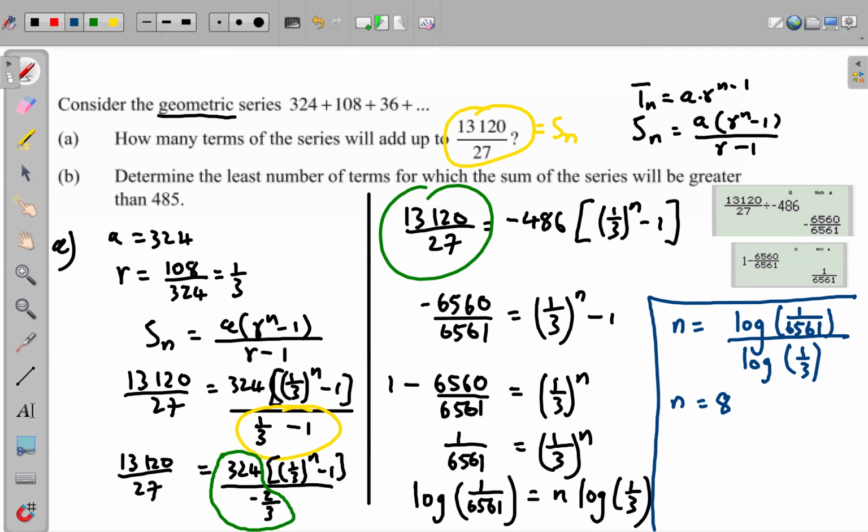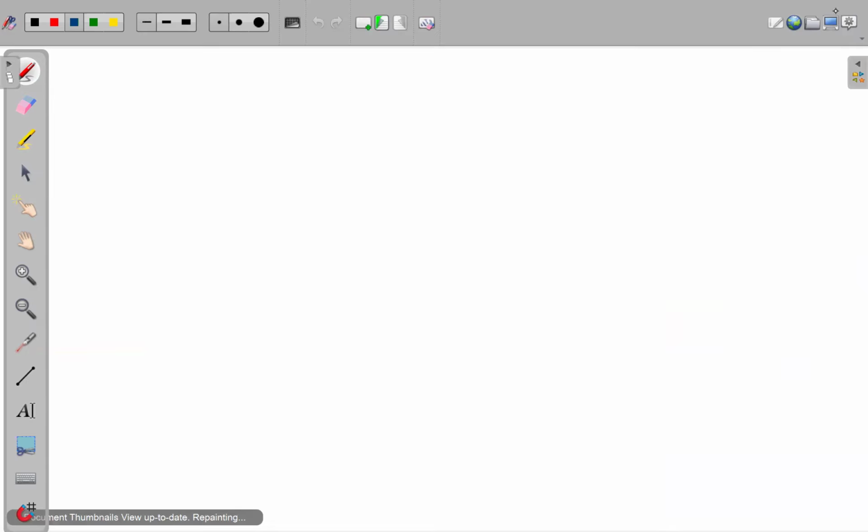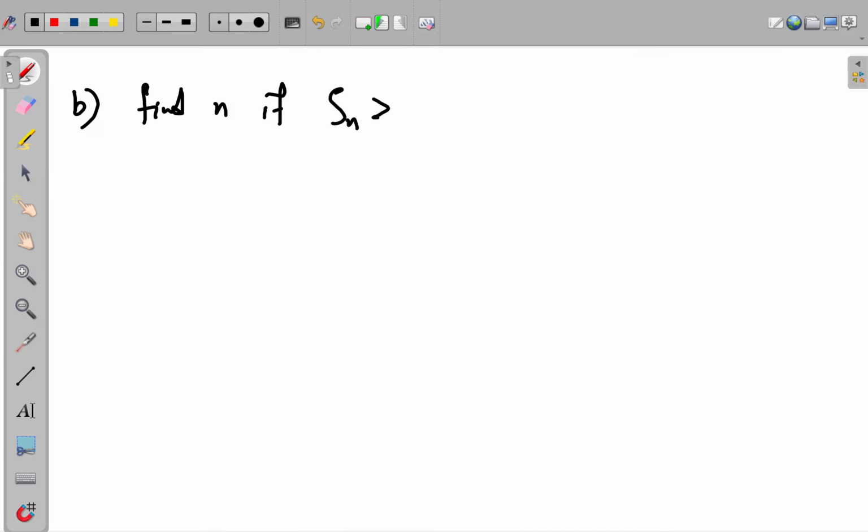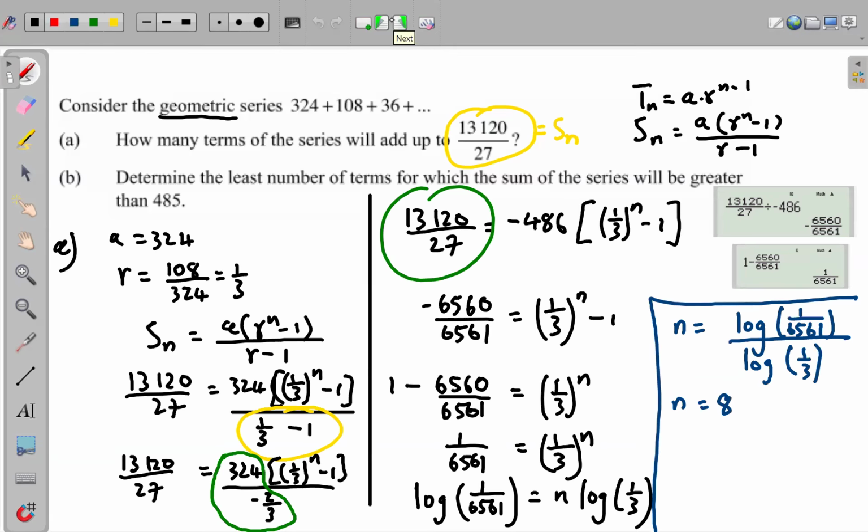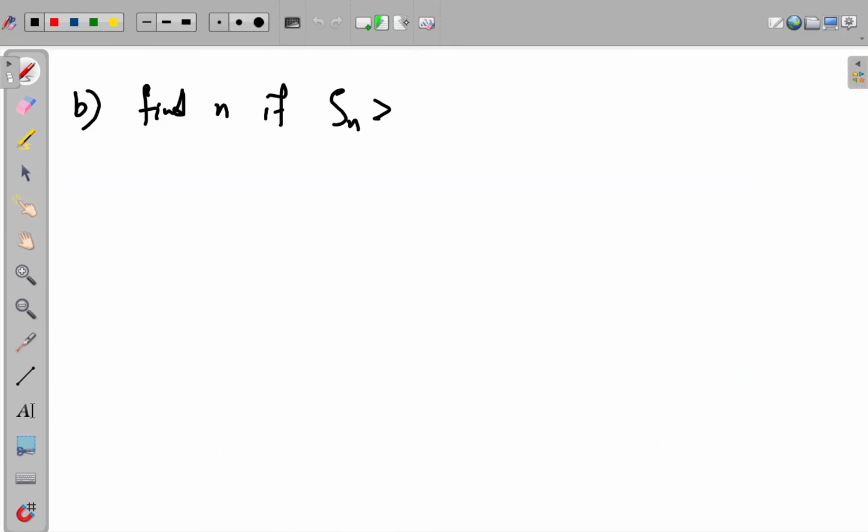Now, the second one: determine the least number of terms for which the sum of the series will be greater than 485. If you remember this, it's a question that we have done before. In fact, it's a question that can be asked like this. They can ask, find the value of n if Sn is bigger than, so let's see, bigger than what? 485.